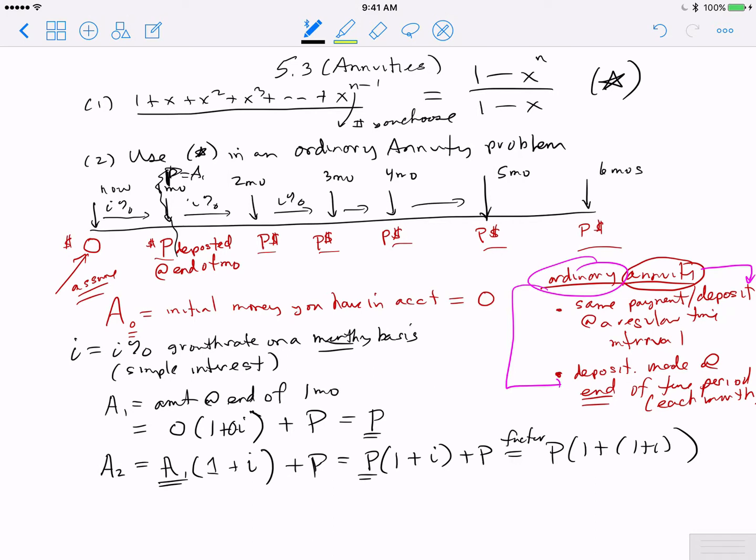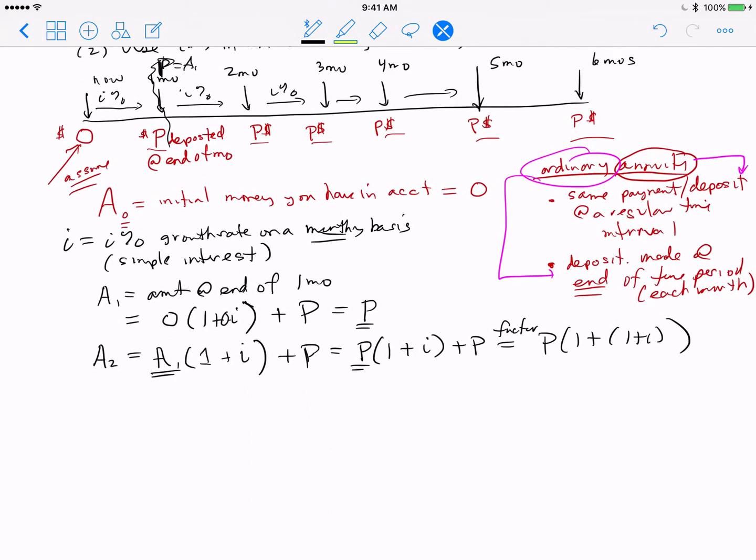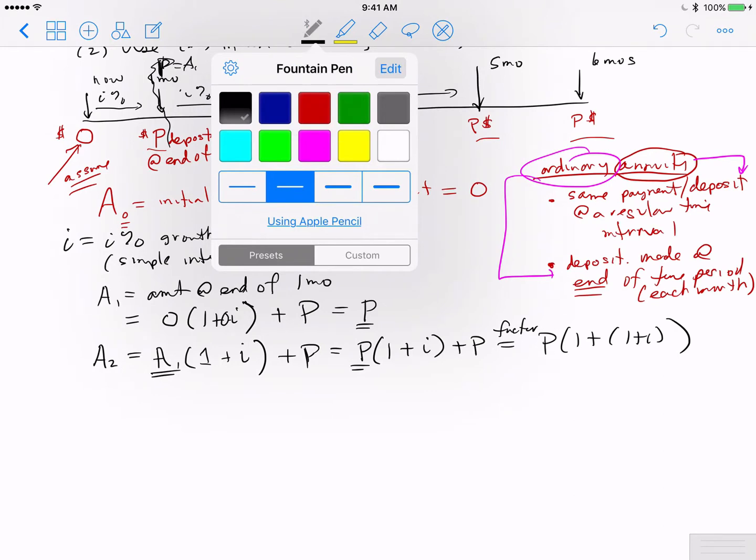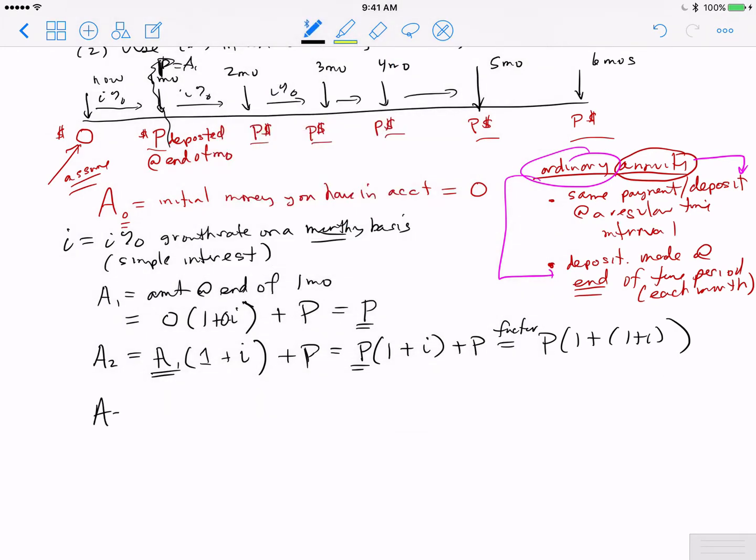Okay. Now, if you continue on to the third month, your money grows. Here we were at the end of the second month. We had P times 1 plus I dollars in the account. The amount at the end of the third month is the amount that you had at the second month, that accrues interest, and then you make your deposit of P dollars.